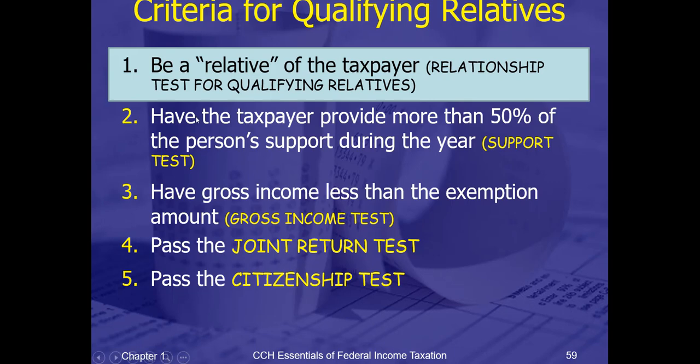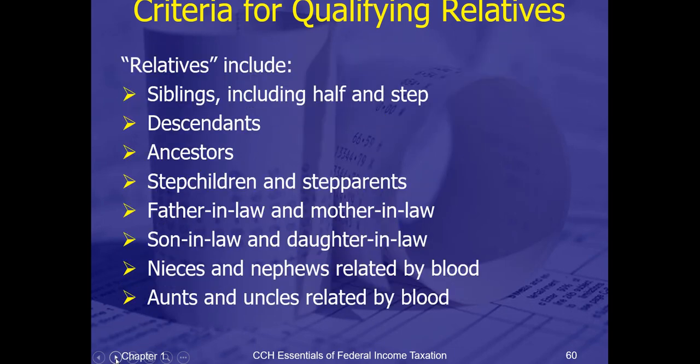And now the taxpayer has to provide 50%. It's not an issue about the dependent providing, it's whether the taxpayer provides. And the one that usually trips us up, they have to have gross income less than the $4,050. Okay, then these other two are exactly the same as for a qualifying child. Under qualifying relatives, look how long this list is, much longer than for a qualifying child.